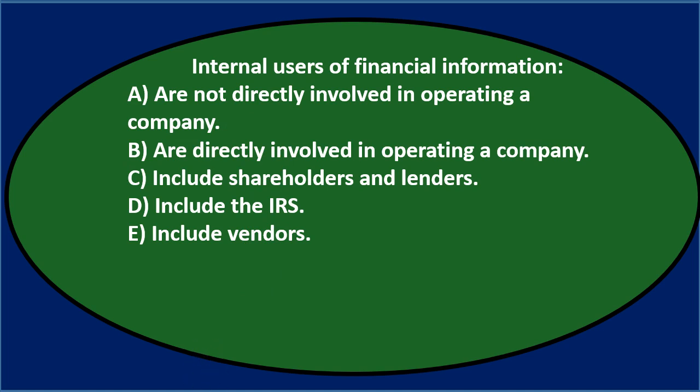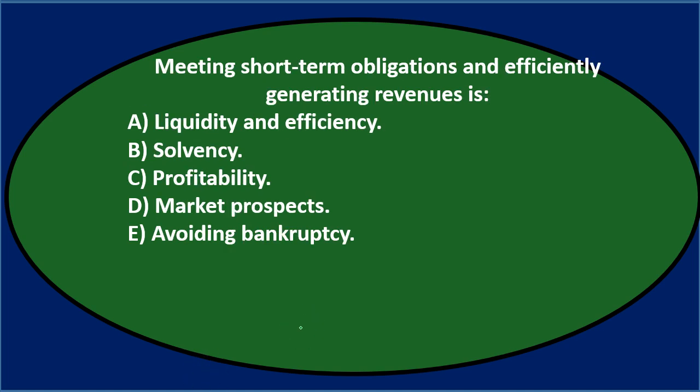Next question. Meeting short-term obligations and efficiently generating revenue is: A, liquidity and efficiency; B, solvency; C, profitability; D, market prospects; and E, avoiding bankruptcy. Let's go through this again using the process of elimination. Meeting short-term obligations and efficiently generating revenue. Now note what we have here. We have categories in essence of ratios. Remember, when we think of our ratios, we broke them out into these categories.